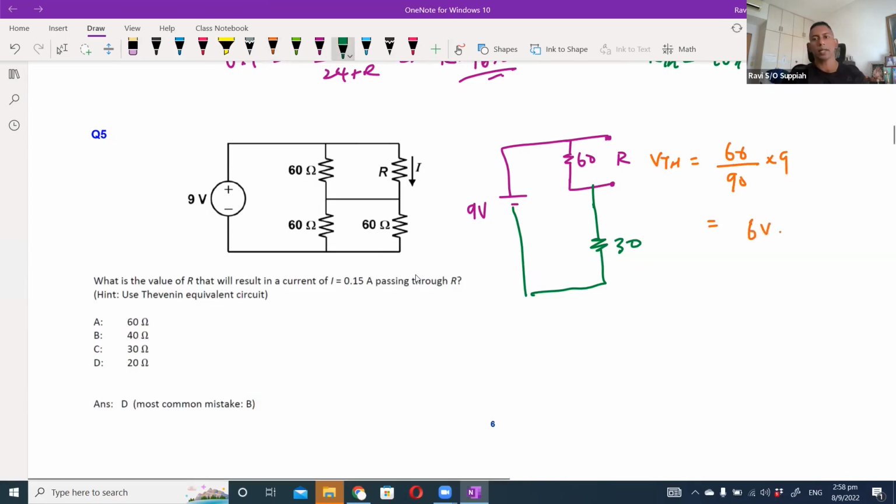Okay, for RTH, again, the same thing. Imagine that I put a supply here. So what will happen is, maybe I draw it separately here. So I have the R, and I put a supply here, and I have a 60 ohm.